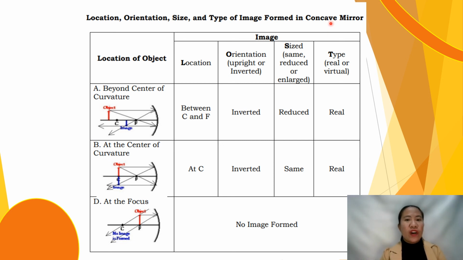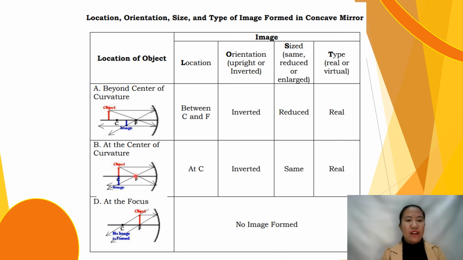So for concave mirror, when you have an object placed before the center of curvature, its location could be between the center of curvature and then the focal point. It is inverted and reduced in size and real. Okay, because the light rays again in concave mirrors actually meet at a certain point.